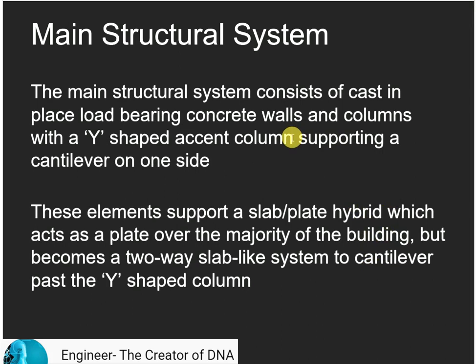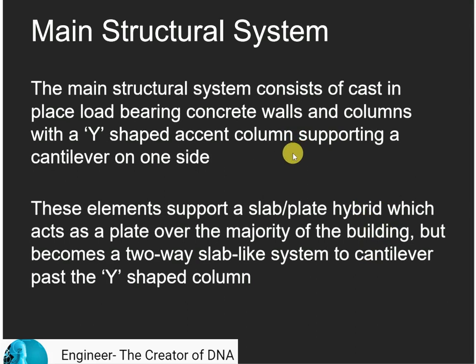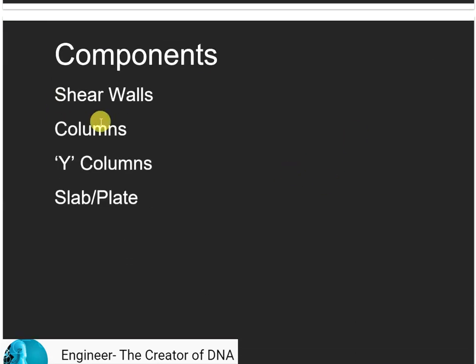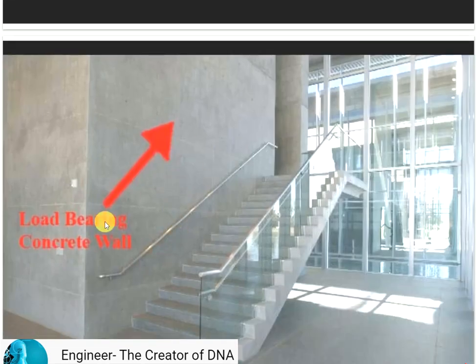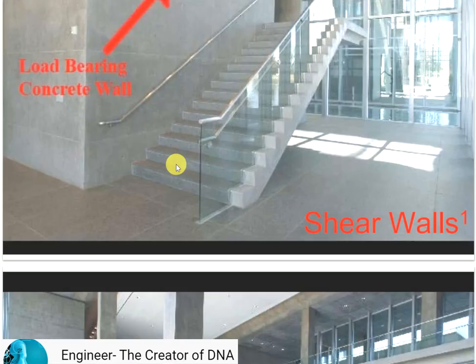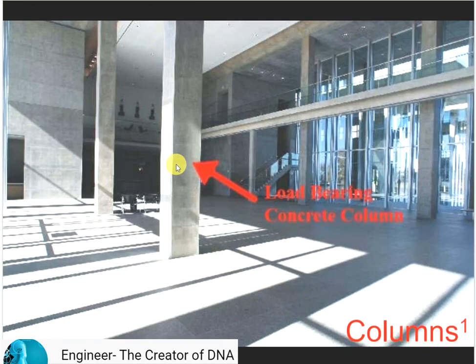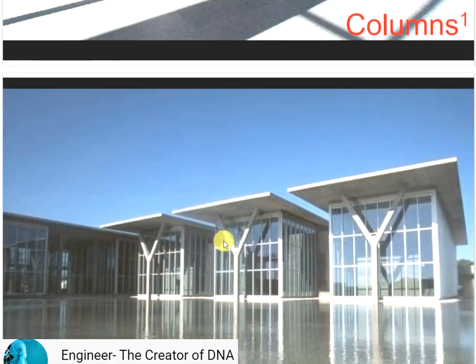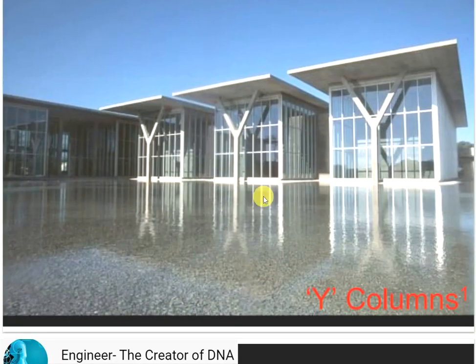The main structural conundrum is that they have taken load bearing concrete walls, columns, and Y-shaped columns. They also have separate cantilevers. And a two-way system, they may have a grid on that roof floor slab. They used shear walls, columns, Y columns and slab. You can see these load bearing columns which will be used. Some columns only may also be used as load bearing columns. Most of all they have used load bearing concrete walls as well as shear walls.